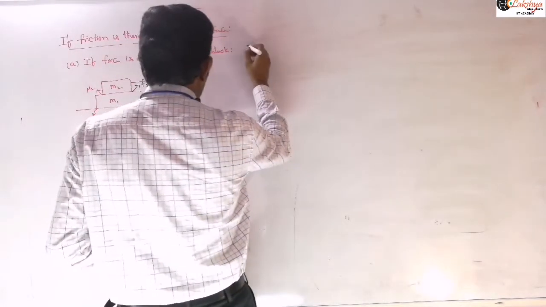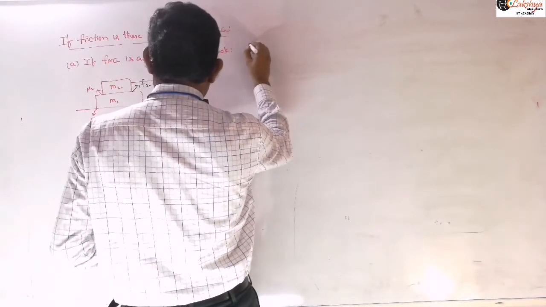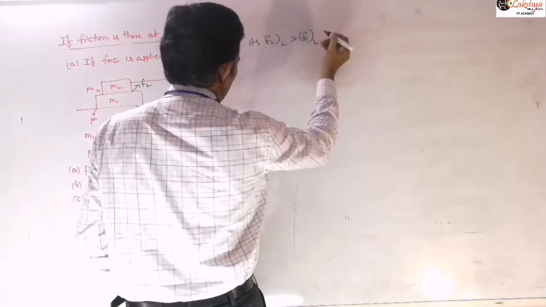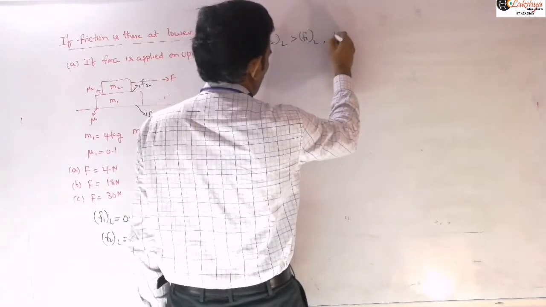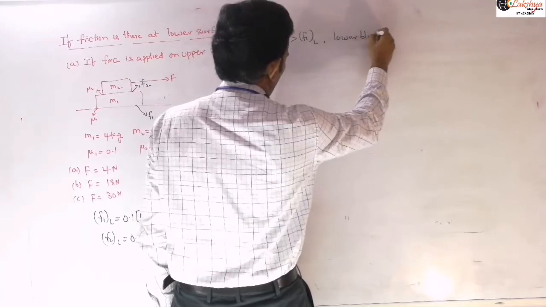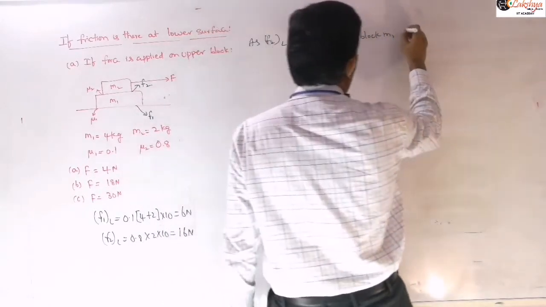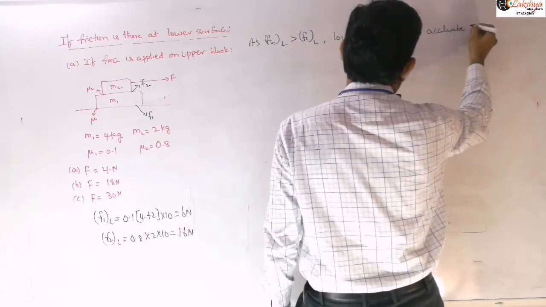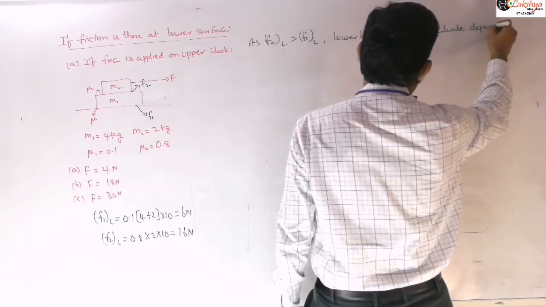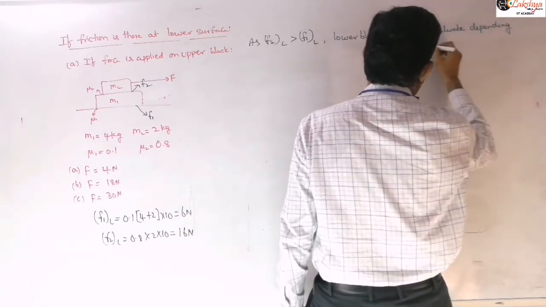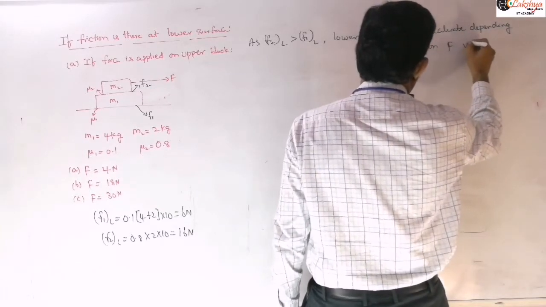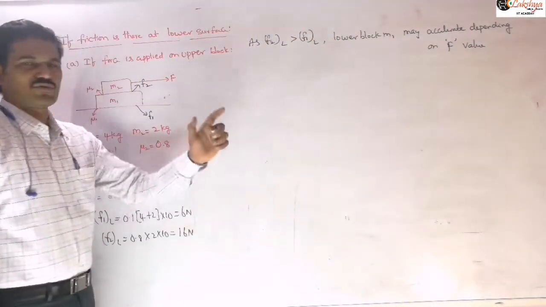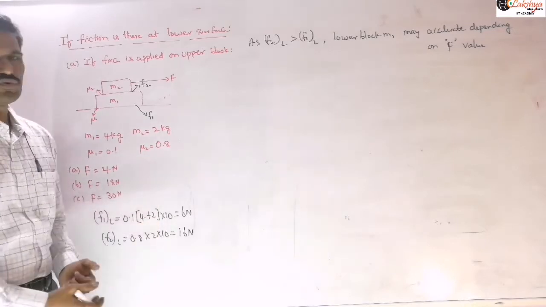So that means now here what I can mention here is, as F2 limiting is greater than F1 limiting, lower block M1 may accelerate depending on F value. So that means depending on this F value, it may accelerate. So that is a conclusion what we are saying just by seeing those values here.